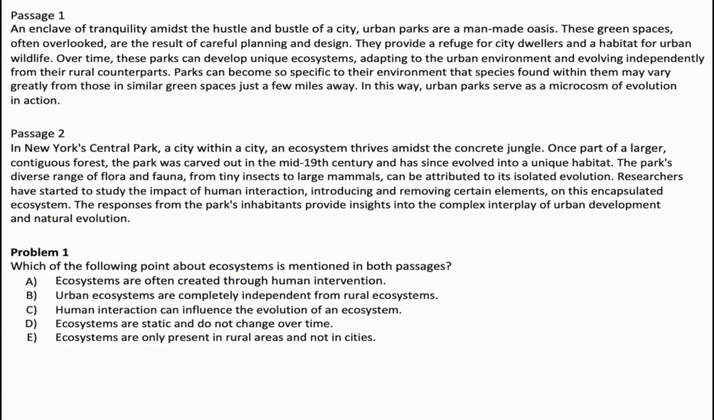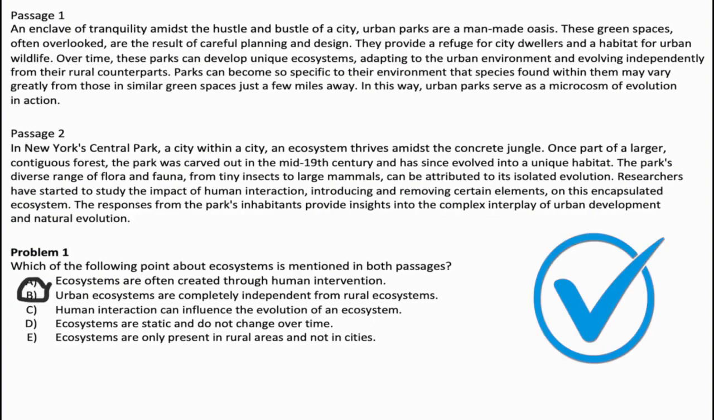I think the simplest overlap that they both have would be B, urban ecosystems are completely independent from rural ecosystems, because they're both commenting on how evolving in the cities, separated from everything else, really affects the way that the park develops. Okay, so best choice, B.